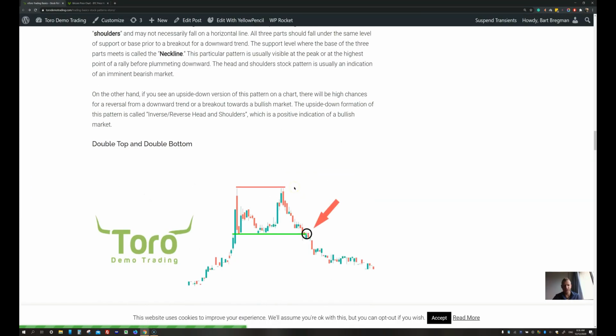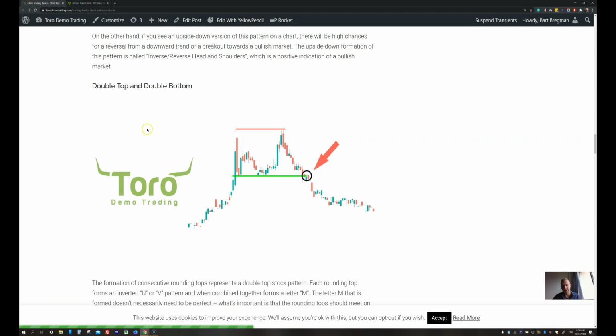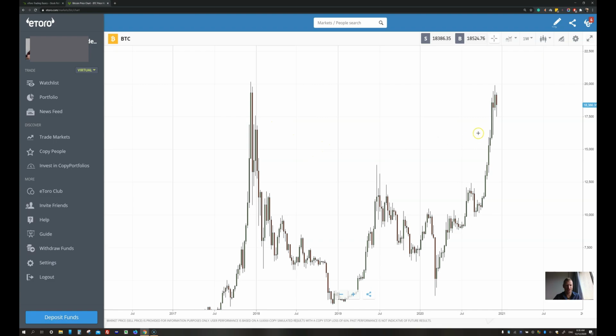All right, so that will bring us to the next pattern. That will be the double top or the double bottom. All right, so if we look at the current situation of Bitcoin now, it came 2 times to the same all-time high.